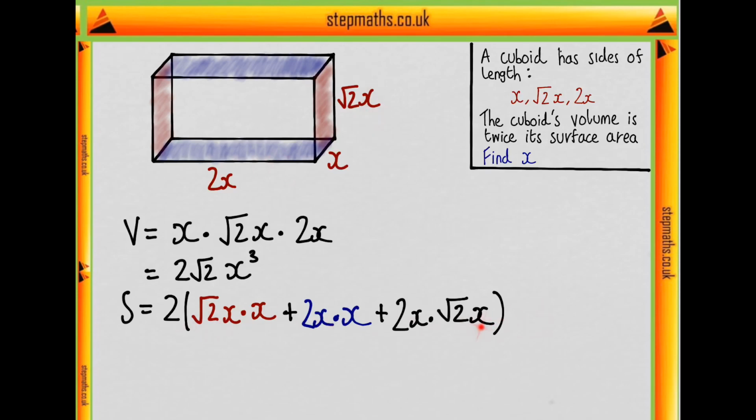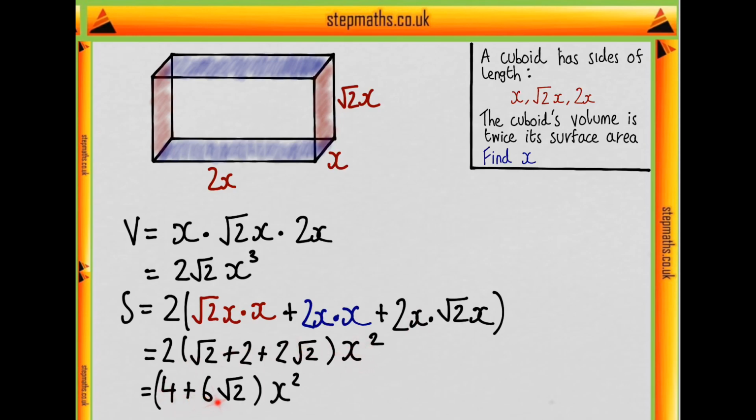So if we add all of this up and expand it out, we can collect these x squared terms, because you can see we're going to get an x squared term for each one of these terms. So 2 lots of root 2 plus 2 root 2 x squared. But then expanding this out, we get 4 plus 6 root 2 x squared. So we've got relatively nice forms for the volume and the surface area in terms of x.